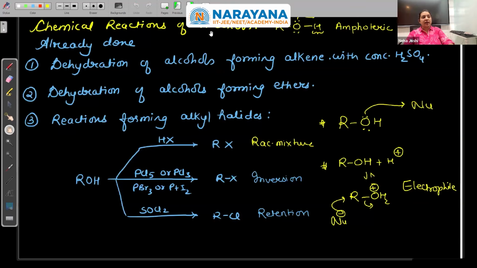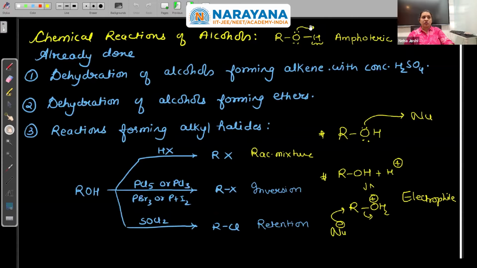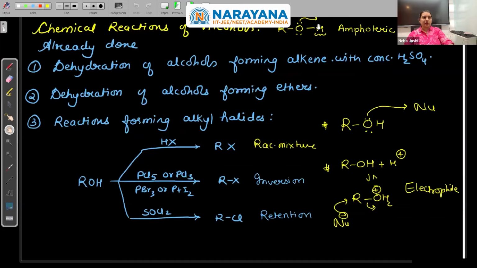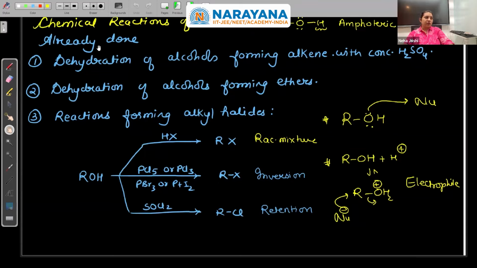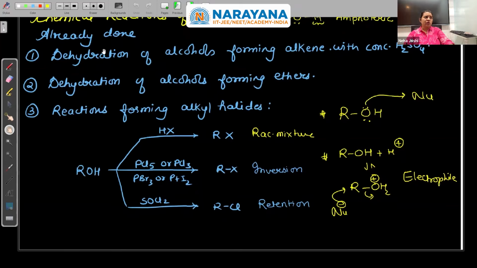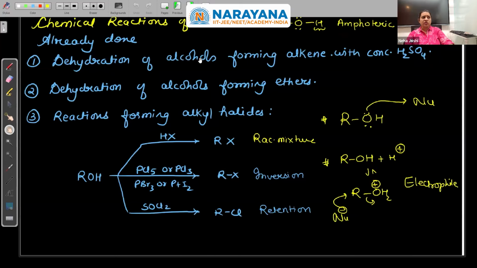Chemical reactions of alcohols. Now, chemical reactions of alcohol can be split into two: one where it donates the lone pair on oxygen, which is its basic nature, and one where it donates H+. Overall it behaves amphoteric. We have already done a lot of such reactions, dehydration of alcohols, dehydration of alcohol forming ethers, right?